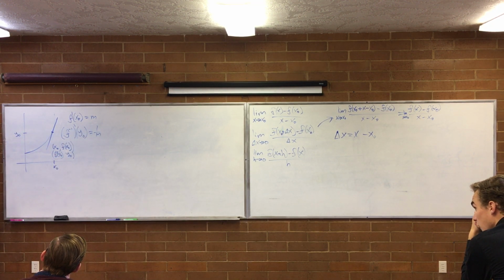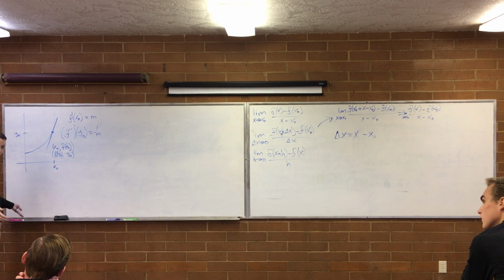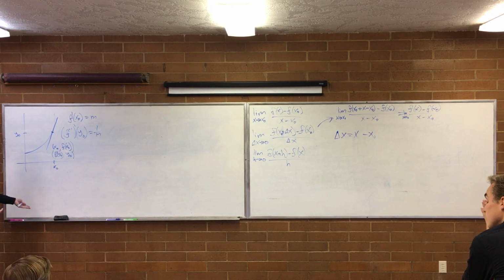Why is x naught f inverse of y naught? The inverse gives you the x's. f takes x's and gives you y's. f inverse takes y's and gives you x's. It undoes it. Make sense?